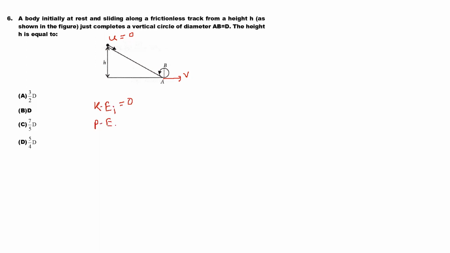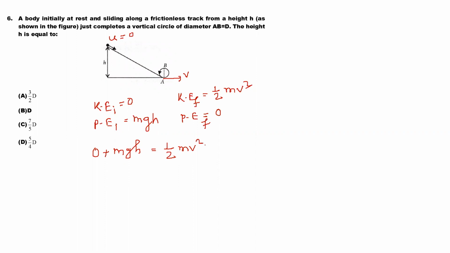And students, potential energy initial is equal to m, mass is given, g, and at a height h. And kinetic energy final is equal to half mv square. And potential energy final is equal to 0, because it is at the bottom. So by considering this, initial total energy is 0 plus mgh, and final total mechanical energy is half mv square plus 0. You solve, you will get h is equal to v square by 2g.